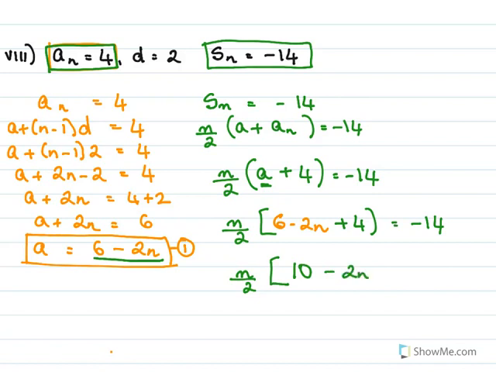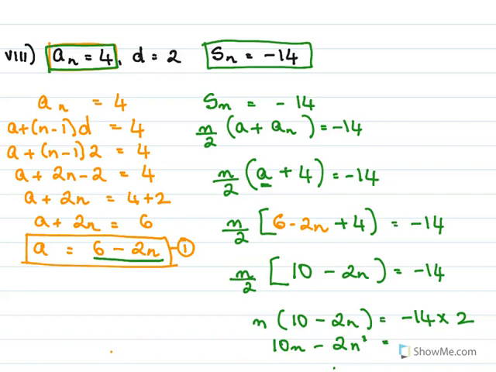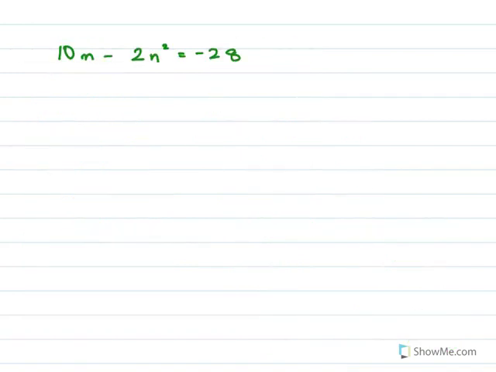10 minus 2n equal to minus 14. So n by 2 into 10 minus 2n equal to minus 14 into 2. Open the bracket, 10n minus 2n square equal to minus 28. So this is what we have.